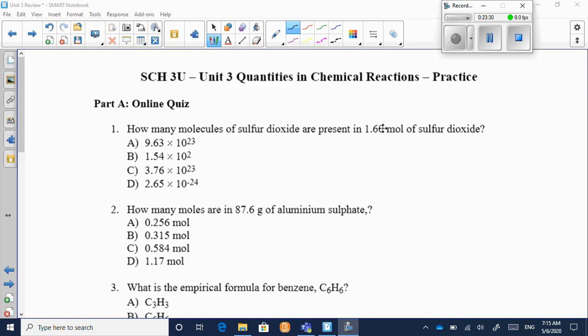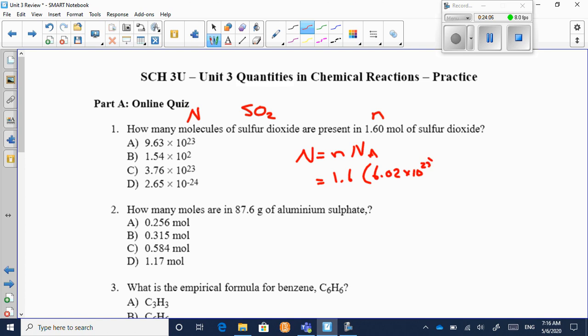So look at this. If you're doing a question like this, it says here, how many molecules of sulfur dioxide? So we know that that's SO2. How many molecules are present in 1.6 moles? Oh, we're given a little n. And so when they're asking for molecules, it's capital N. So I quickly say to myself, well, N is equal to n times Na. So it's going to be 1.6 times 6.02 times 10 to the 23. And when I do that calculation, I get 9.63 times 10 to the 23.